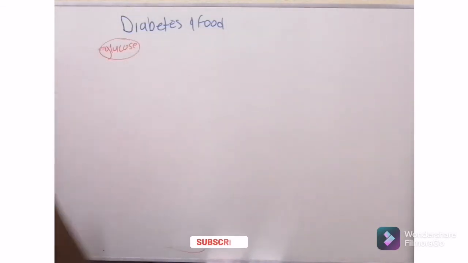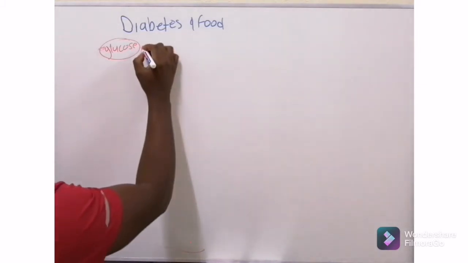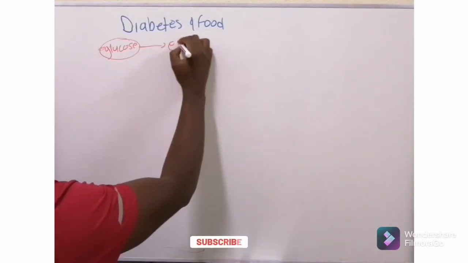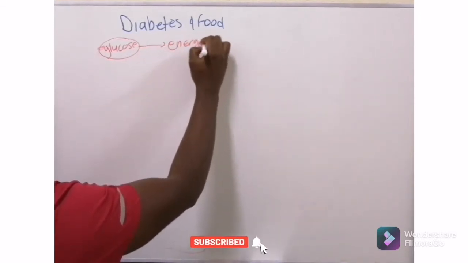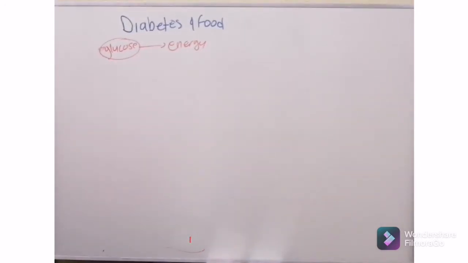Now, this is what we want. We want the glucose because it's easy for the body to use the glucose for energy. Because we want to have energy. What is energy? No, let me not get there. But energy is the ability to do work. So we want to be able to work. We want to be able to breathe. Breathing is working. The muscles are working.